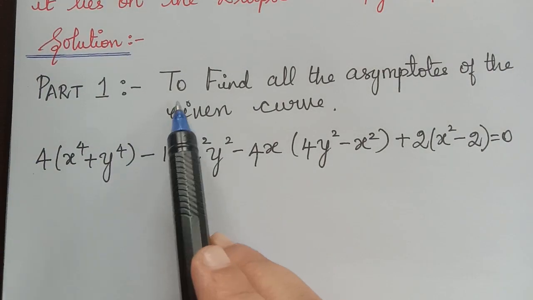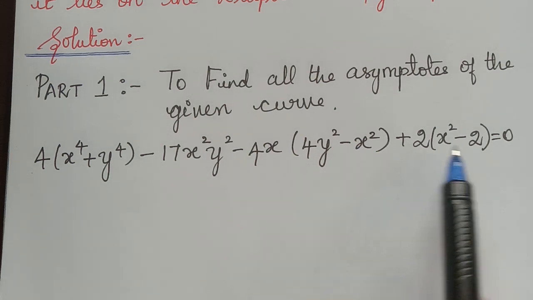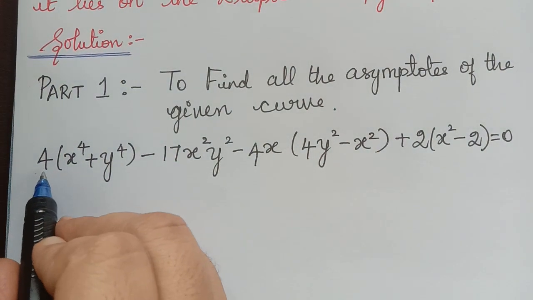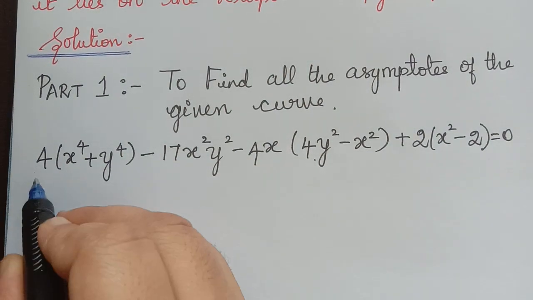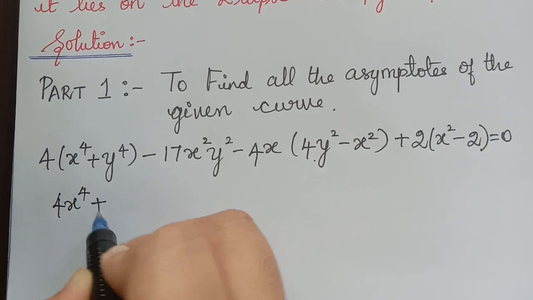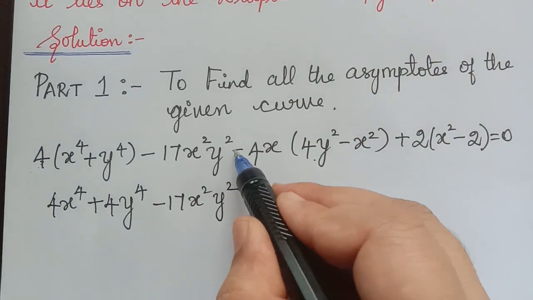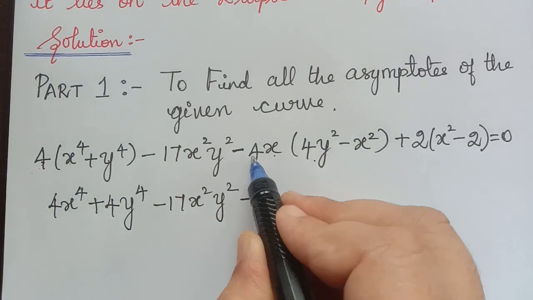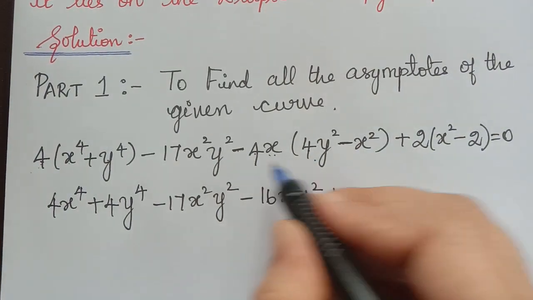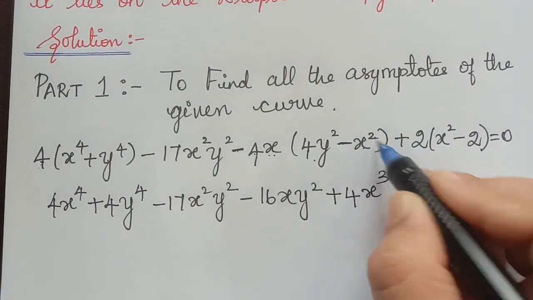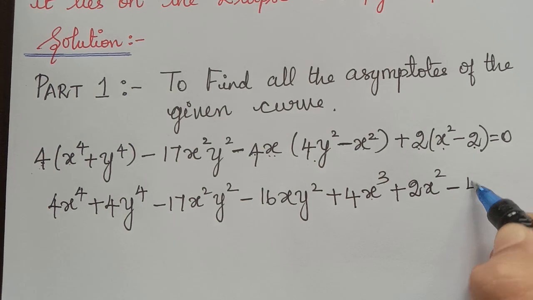So, under part 1, first of all, we shall find all the asymptotes of the given curve. So, I have written the given curve here. We shall simplify this curve further and write it. We will simplify in such a manner that we multiply all these constants within the bracket and rewrite this equation. So, this will be written as 4x to the power 4 plus 4y to the power 4 minus 17x square y square minus 4x multiplied with 4y square. So 4 times 4 is 16 x y square, minus into minus will become plus 4x cube, because x multiplied with x square gives us x cube, plus 2x square minus 2 multiplied by 2 is 4 is equal to 0.